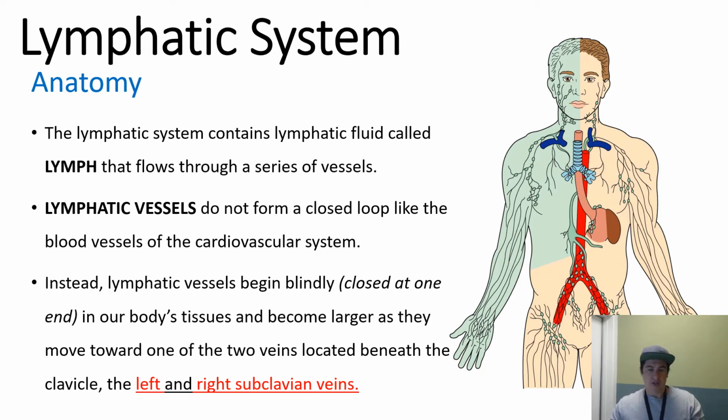The purpose is to move fluid from point A back to point B, and point B is the left and right subclavian veins, sub meaning deep or under, clavian meaning clavicle, so we know where our clavicle is, and the veins which sit underneath. So it's on the side of the heart where there's lower pressure and deoxygenated blood is returning back to the right atrium.